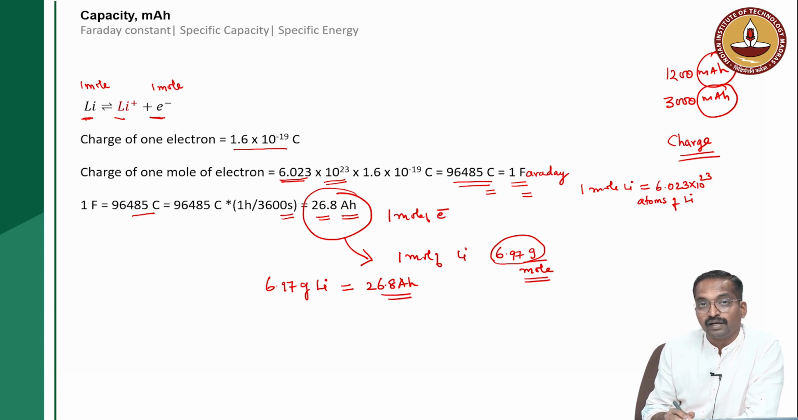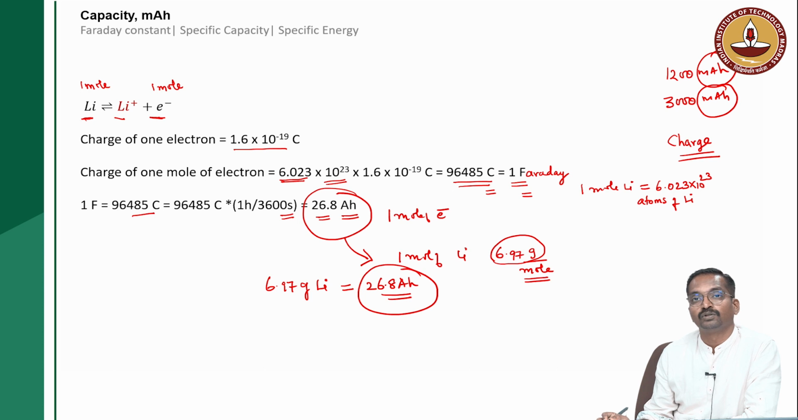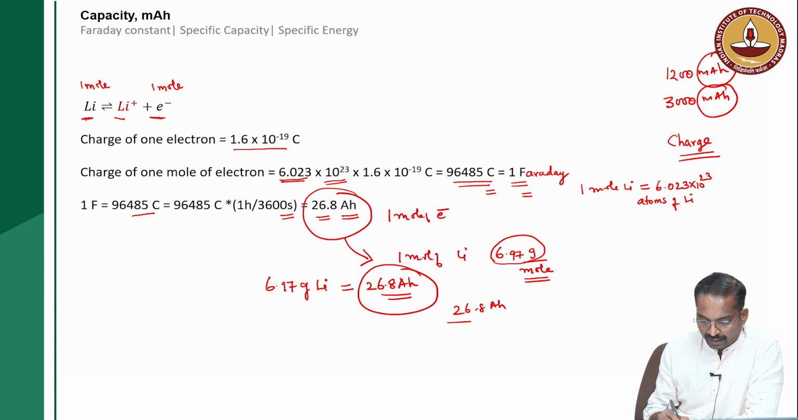26.8 ampere hour of charge. This is called capacity. So, what is the capacity of lithium? Lithium capacity, 1 mole of lithium corresponds to 26.8 ampere hour. You can also express it in the unit of ampere hour per gram, for which you need to divide 26.8 ampere hour by 6.97 gram of lithium, then you would get it in the unit of ampere hour per gram.